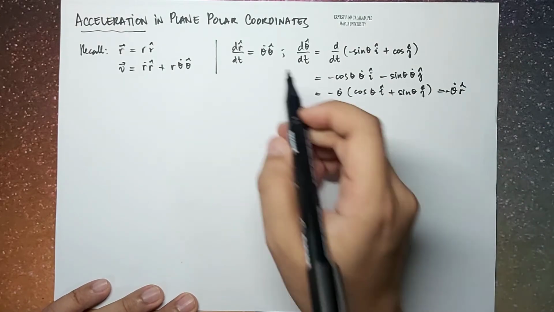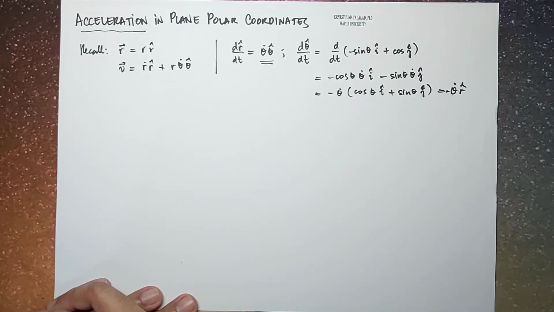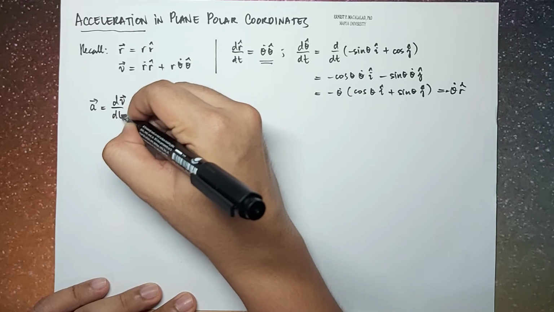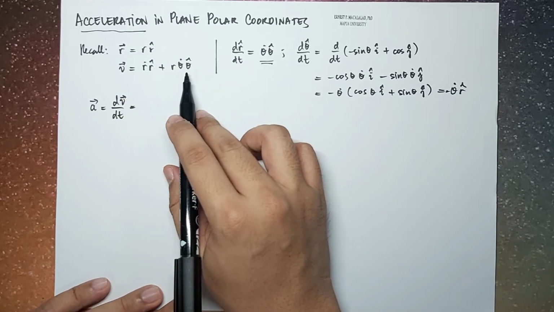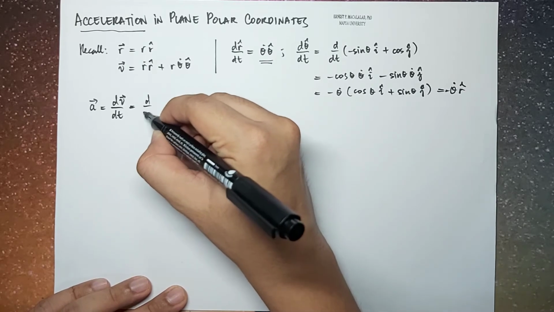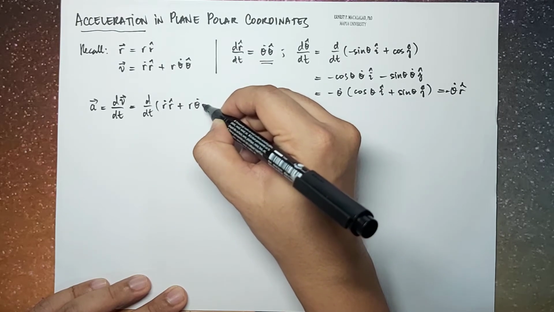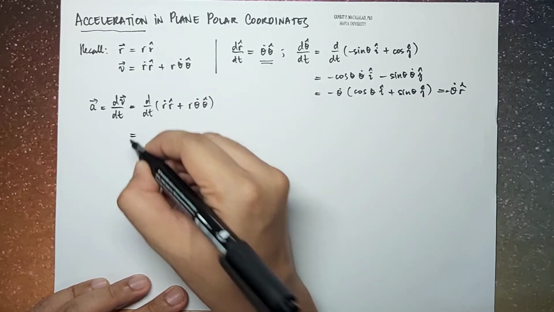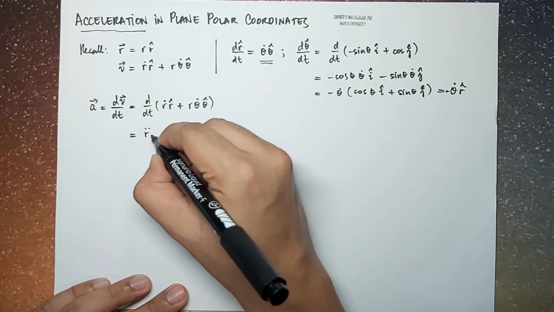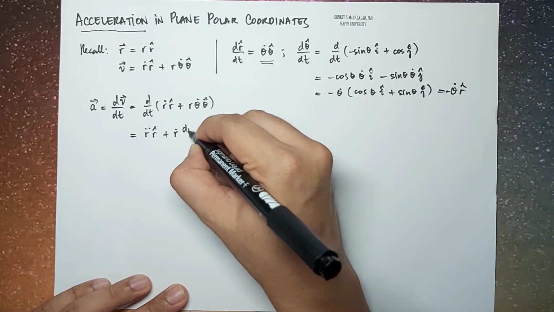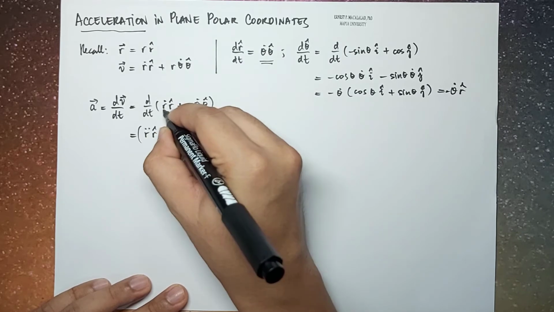We're going to use this together with the previous result to calculate the acceleration of the particle in plane polar coordinates. Now the acceleration is just the derivative of the velocity with respect to time. So we just take the derivative of r dot r hat plus r theta dot theta hat. This is equal to r double dot r hat plus r dot times the derivative of r hat with respect to time. So this is for the first term.